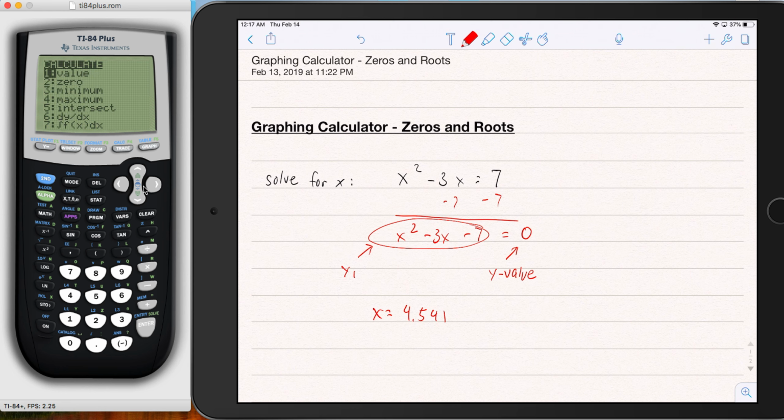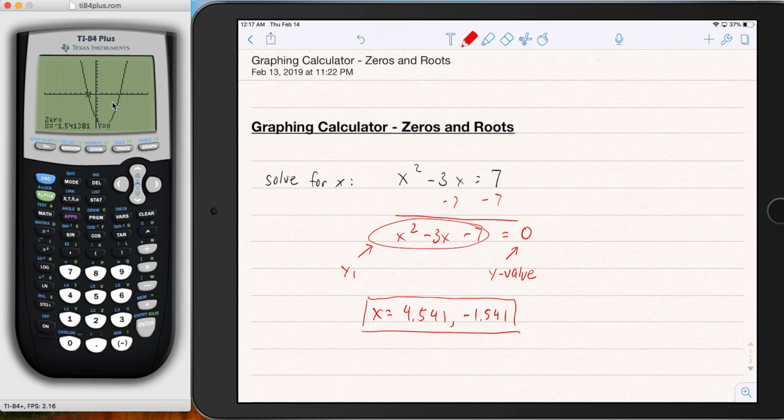Second trace, go to 0, press enter. And now it's asking for the left bound. I know here's -1, -2, so I'm pretty sure -2 is to the left of it. Yep. And then it says right bound. I'm going to go to the right of it for sure. And then it's going to ask for a guess, and you can just press enter again. And there you go, -1.541 is our other x value, which we found using the graphing calculator feature.